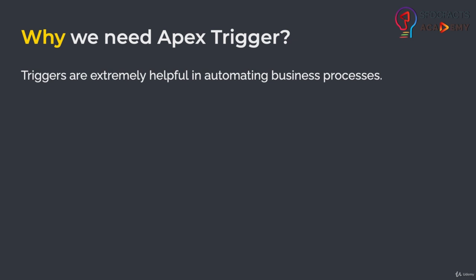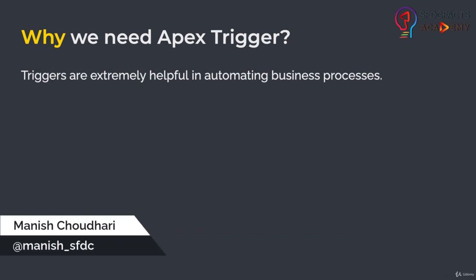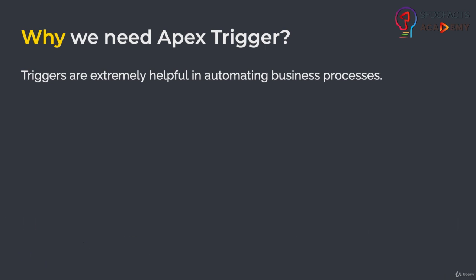So first of all, triggers are extremely helpful in automating your business processes. As we all know, all the low-code tools or the config tools in Salesforce come with their own limitations. We have limitations in workflows, we have limitations in process builders, and we have limitations in visual flows as well. But with triggers, you can pretty much do anything that you want. There are no limitations associated with Apex triggers.